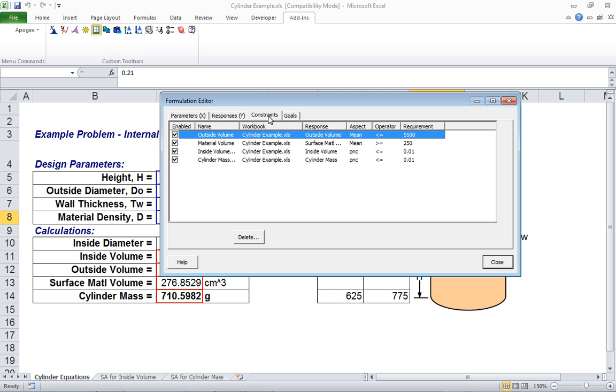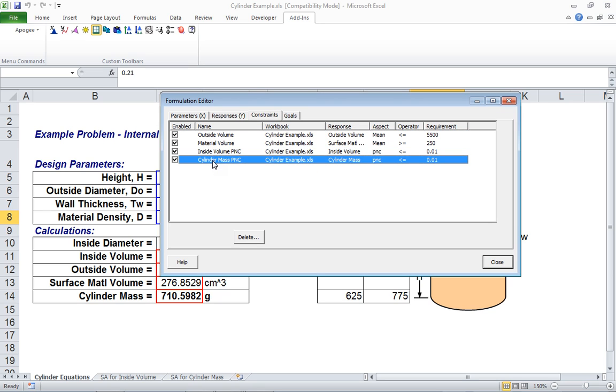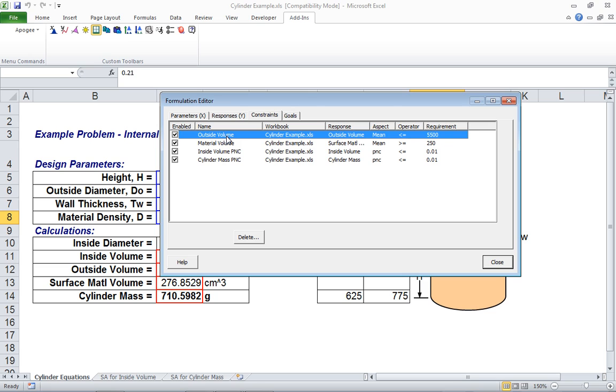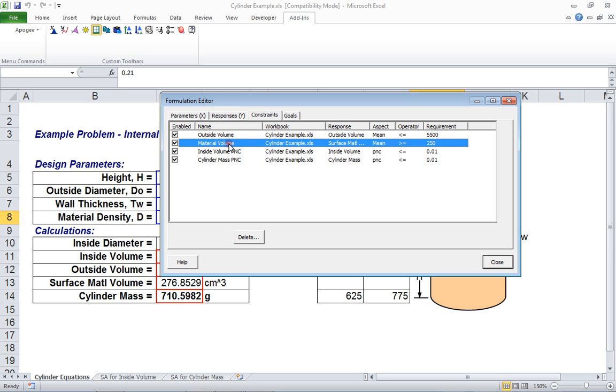Now then, to do an optimization problem, we had constraints against our particular objectives that we're looking for. So as we're examining the design space to find designs that could be compliant, any design we pick has to be compliant with certain constraints. Those constraints are that the inside volume PNC and the cylinder mass PNC should be less than 0.01. So notice that in the constraint we're evaluating not just the nominal value but the PNC for that result. We had a constraint for the outside volume that it should be less than 5,500. In the material volume, its mean value should be greater than 250.